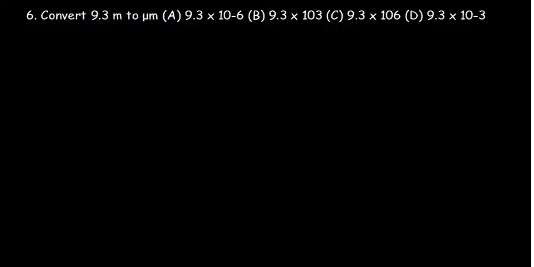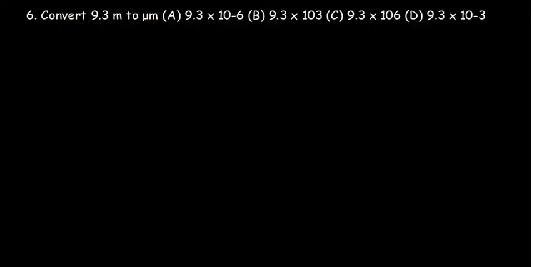Convert 9.3 meters to micrometers. You ought to understand what micro means. Micro means 10 to the power -6 meters. So whatever value you have multiplied by 10 to the power -6, that's what micro is. Just in case you also get to meet nano, when you see nanometer, it's 10 to the power -9. That's the easy way I think about this.